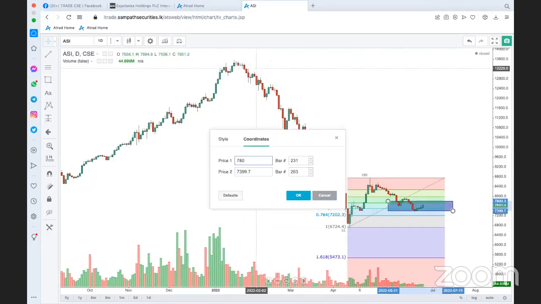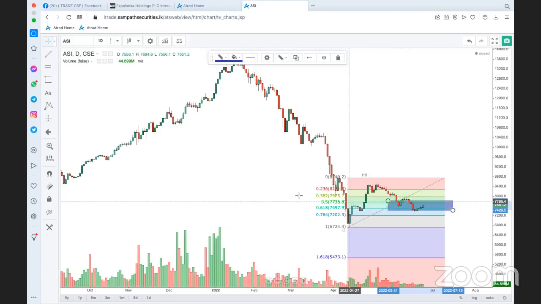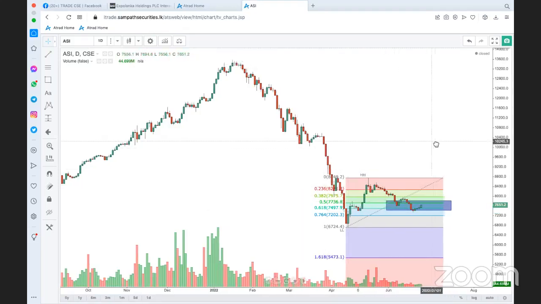7811.7, and 7811.7, and 7426.5. Right. Right now we know the support area.